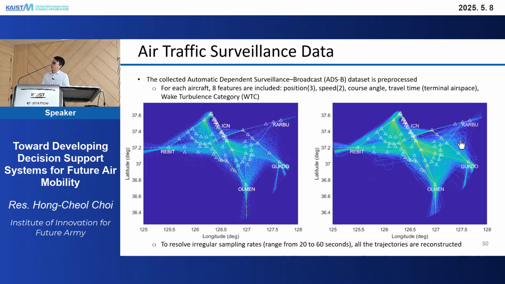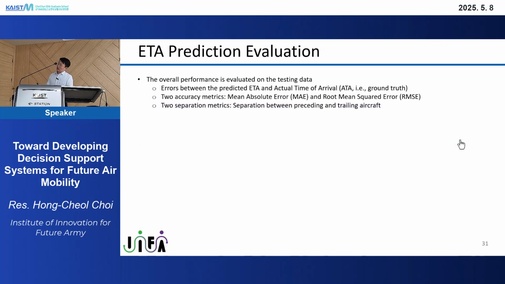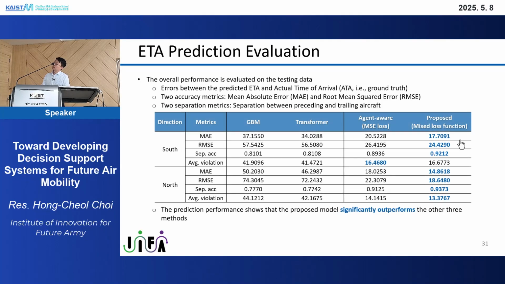And based on this pre-processing, we do some ETA prediction performance evaluation. As you can see, this is the comparison result, with the conventional gradient boosting machine and the transformer. These two are single-agent models, and these two are multi-agent models. In terms of the ETA prediction, the mean absolute error and root mean squared error on 2 different data sets, it shows better performance. And also in terms of the separations and the average violation time, the proposed method still shows better performance in terms of these ETA predictions.